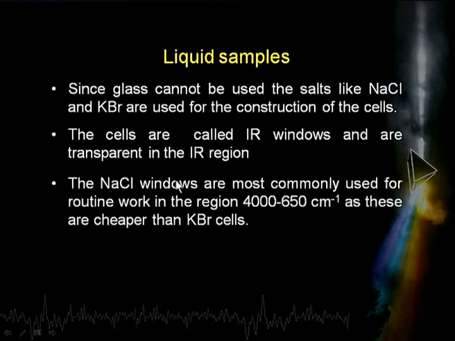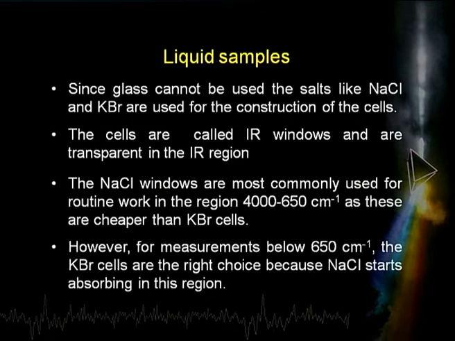NaCl windows are most commonly used for routine work in the region that is a typical region we monitor here, as these are cheaper than KBr cells. KBr cells also are good, but KBr cells are expensive. So, we typically take recourse to using NaCl windows for common routine measurements there. But if we have to make measurements below 650 centimeter inverse, then we have to use KBr windows, because NaCl starts absorbing in that region. So, those are the two materials we have to use in case of liquid samples.